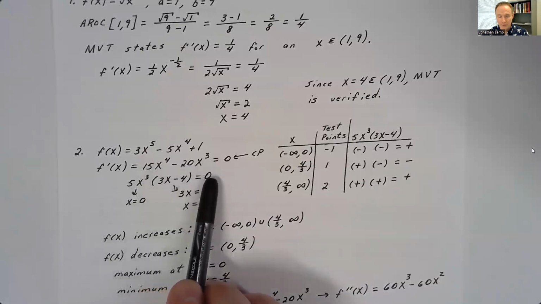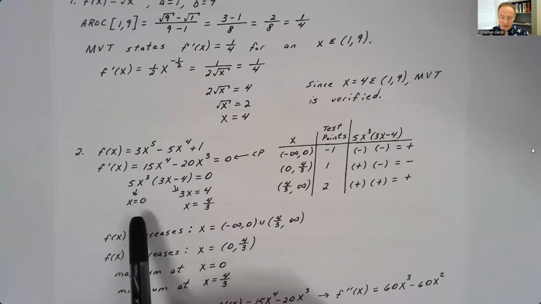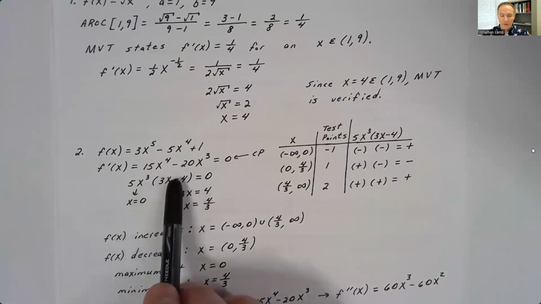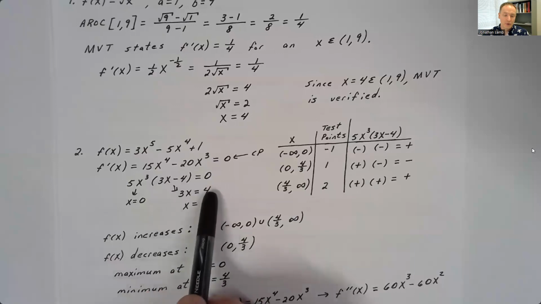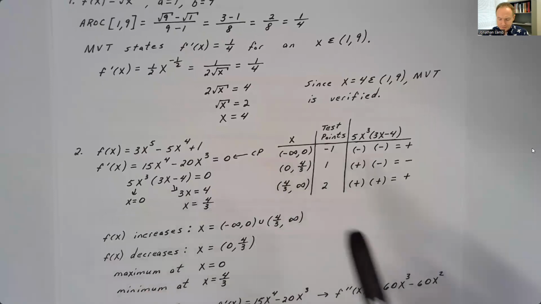We set those equal to 0. The zero product property says those are equal to 0 if either the first factor is equal to 0, and the only way 5x cubed can equal 0 is if x is 0, or if the second factor equals 0. 3x minus 4 is 0 when 3x is equal to 4. Solve for x, and you'll get x equals 4/3.